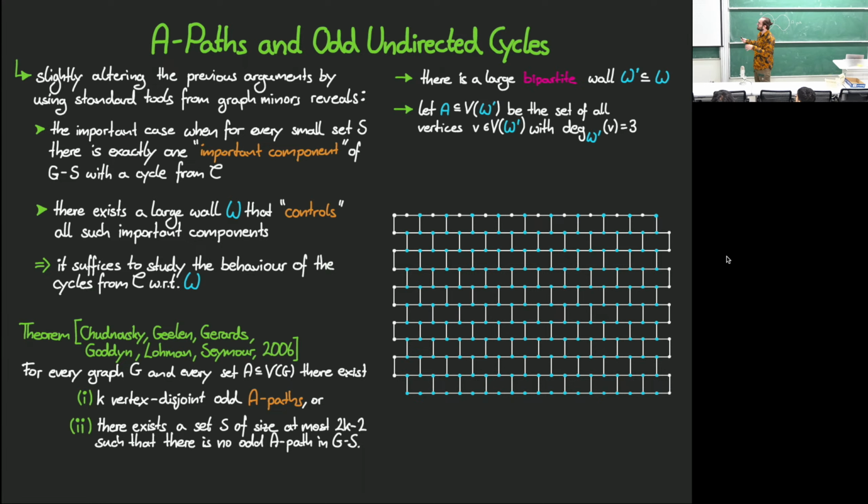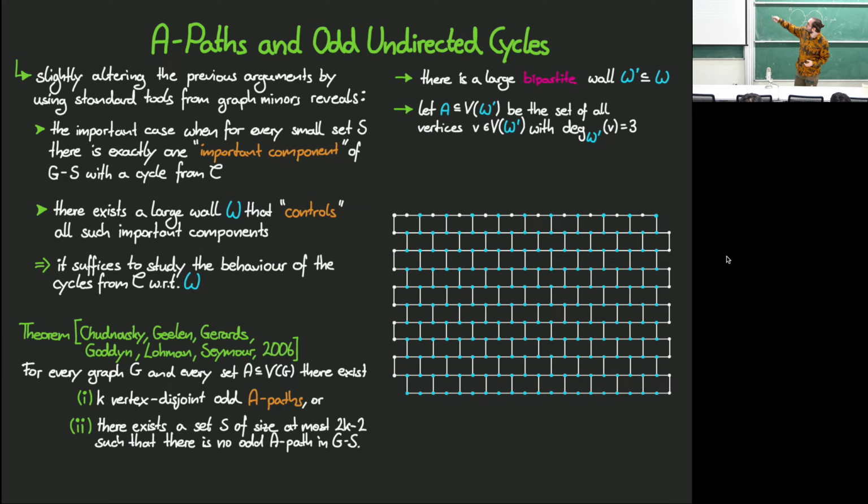Because what I would like to have is that I have some sort of answer in the situation where the tree width is large. So assume I have a large bipartite wall W', this is this guy here, and let A just be the set of vertices that are the vertices of degree 3 in this wall. I just ignore the subdivision vertices and the corners of the wall. I made the bottom row blue. Don't think about it. So this is my wall, and now I just apply the A-path theorem to the wall.